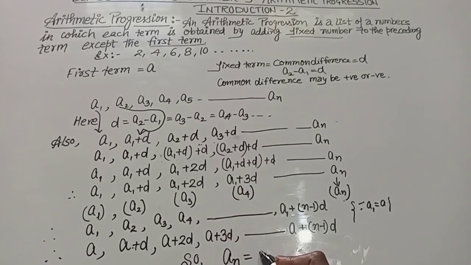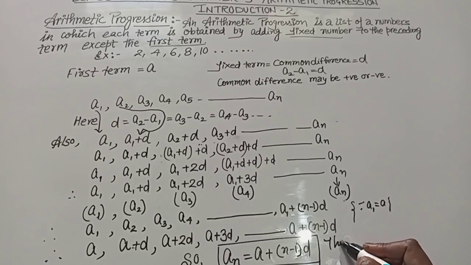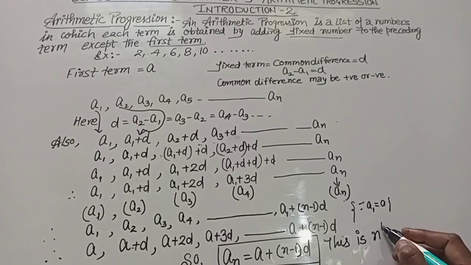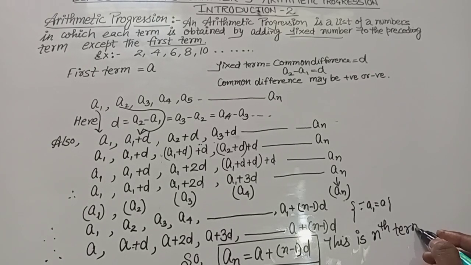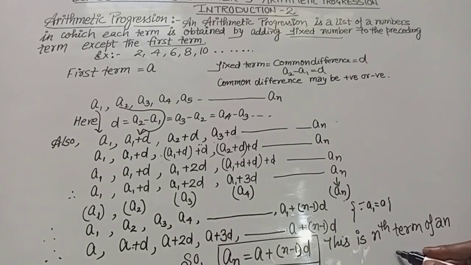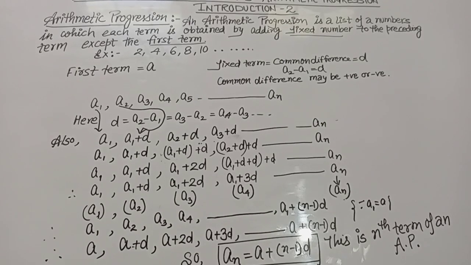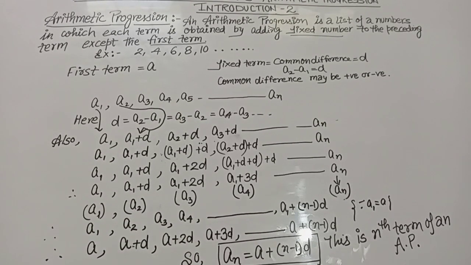an is equal to a plus (n minus 1) into d. This is the nth term of an AP. Okay, so you will go through each and every step of arithmetic progression. Here I will write a little bit.